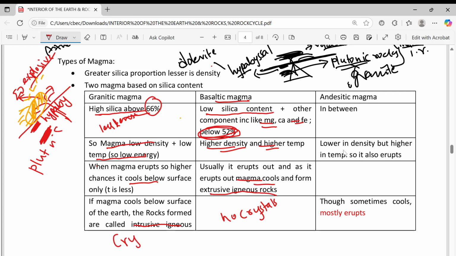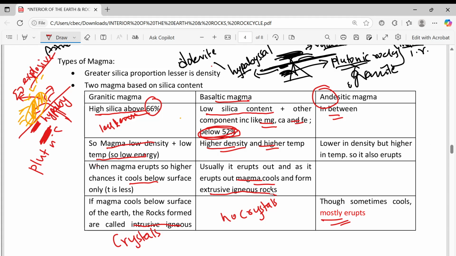Here crystals are forming, and then in between there is also magma, not that high, not that low. These are also found in the Andes mountains. These also mostly erupt.